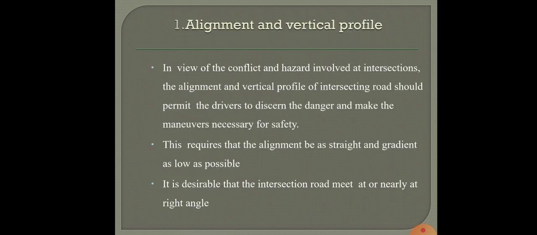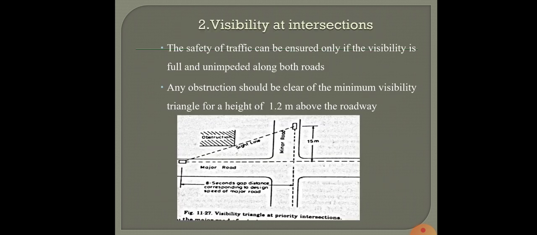Then the visibility at intersections. Visibility means how safely things are visible. The safety of traffic can be ensured only if the visibility is full. There should be no obstructions. So the safety of the traffic can be ensured only if the visibility is clear or unimpeded along both the roads, that is the roads that cross each other. It should not be impeded along both these roads.